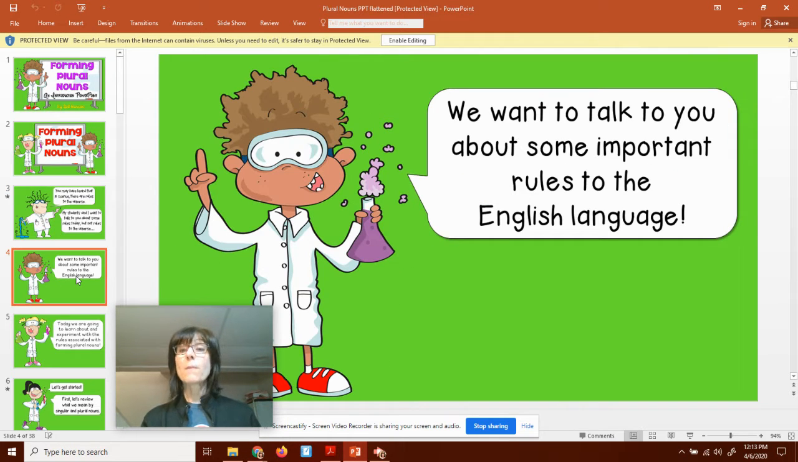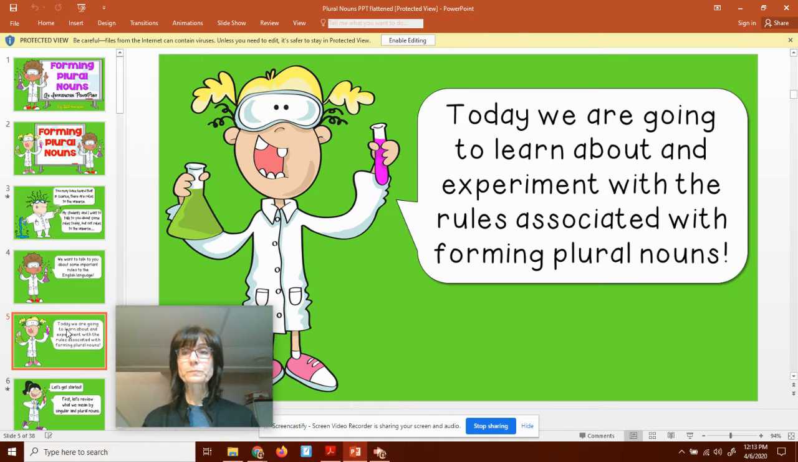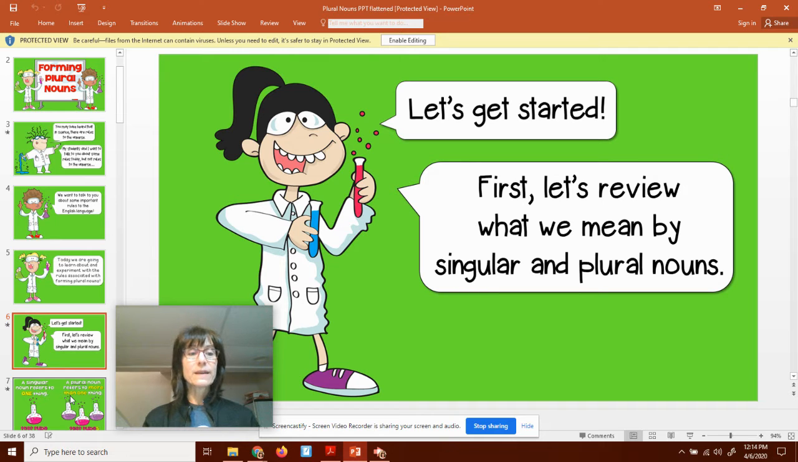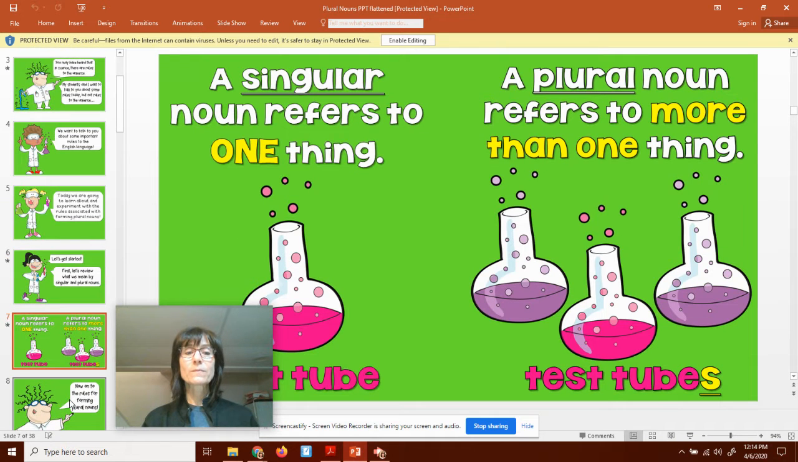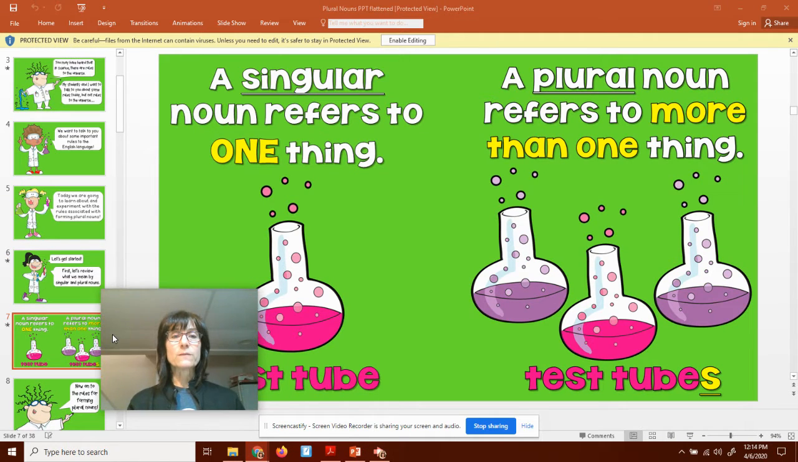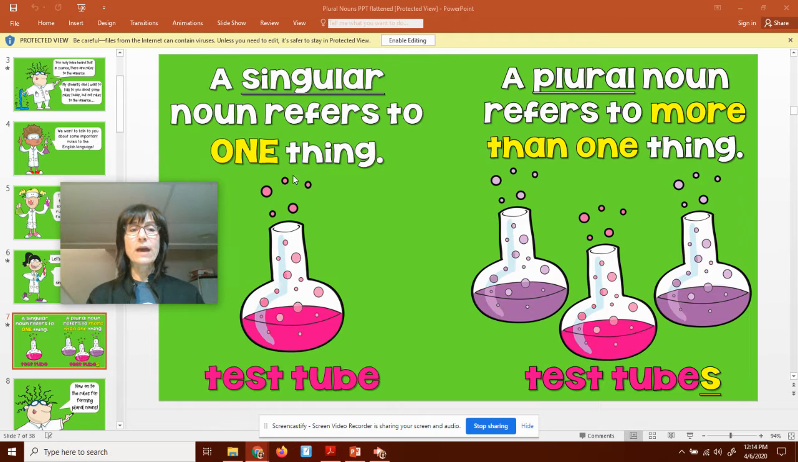So we want to talk to you about some of these important rules, because if you know the rules, you'll be able to change every word into a plural. We're going to do some experimenting and we're going to start with understanding what a singular and a plural noun is. If you take a look, a singular noun refers to one of something. So just one of something. I have one test tube. A plural noun refers to more than one.